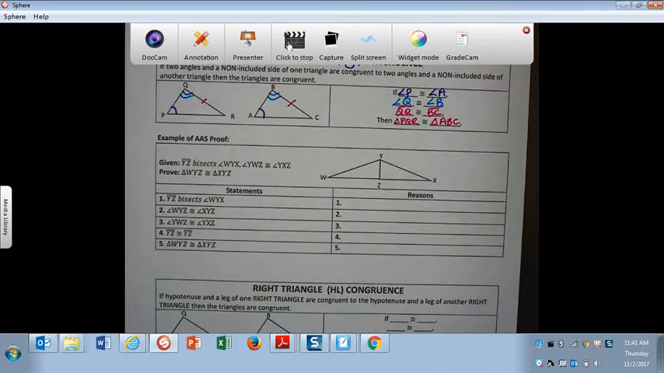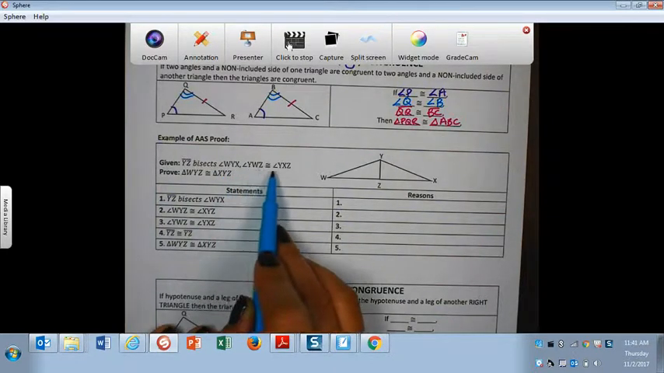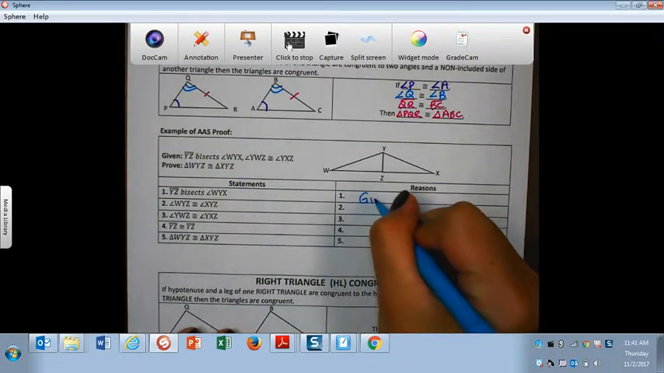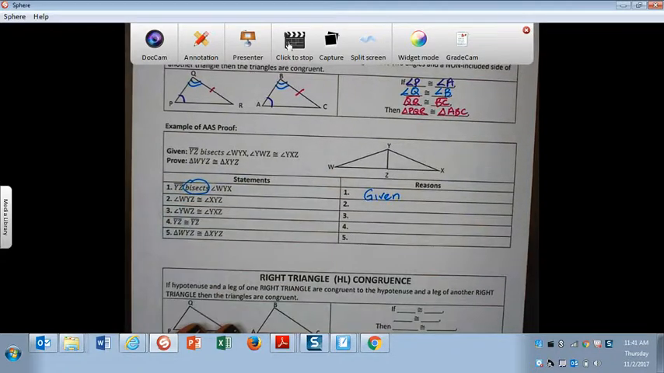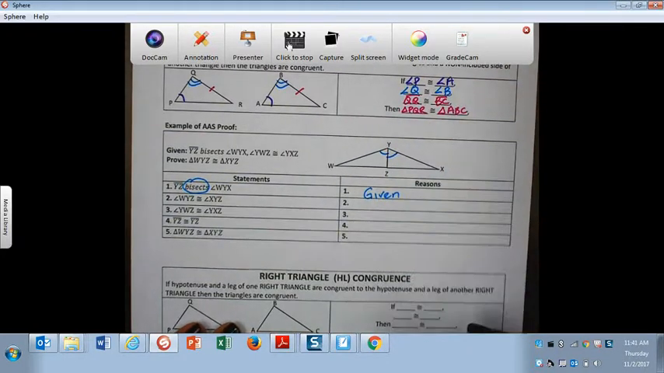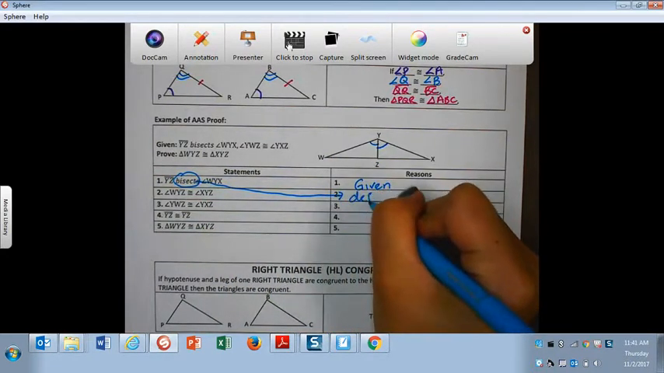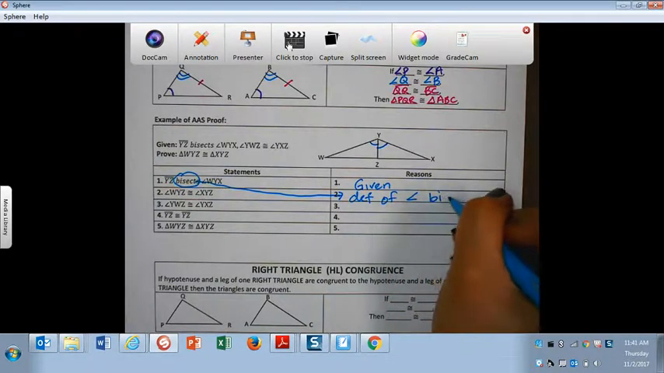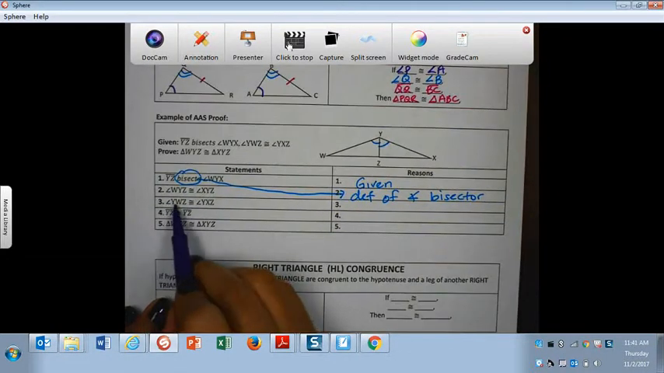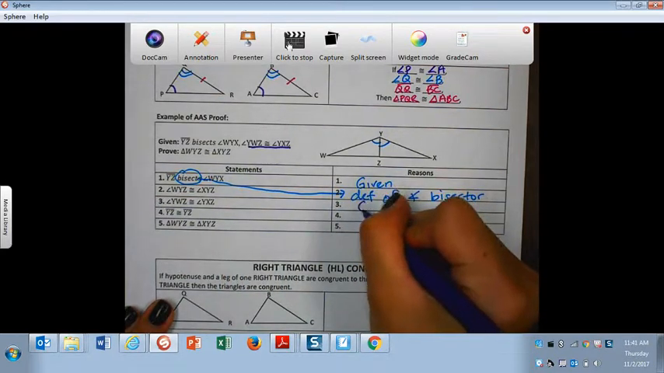Now, let's do an example. Given YZ bisects angle WYX, and angle YWZ is congruent to angle YXZ. This is given, and again we're seeing the word bisects. Angle WYX has been cut in half, so we indicate that they're congruent. Guess what the reason for this is going to be? Definition of angle bisector. Now it says angle YWZ is congruent to angle YXZ. We've seen this before, it's right here, so that's also given.